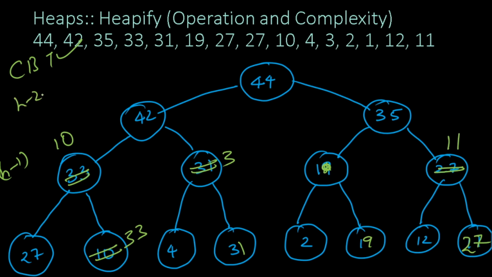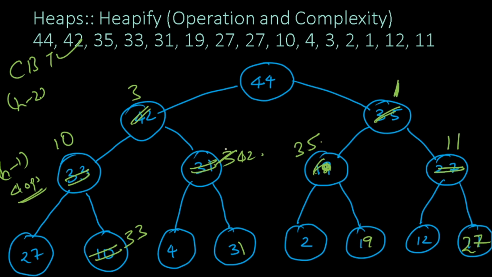Let us worry about the h minus 2nd level. Here we did 4 operations. At the h minus 2nd level, 42, 10, 3. 3 ascends, 42 descends. 1, 35, 11. 1 ascends, 35 descends. Now we have to do more triad comparisons.